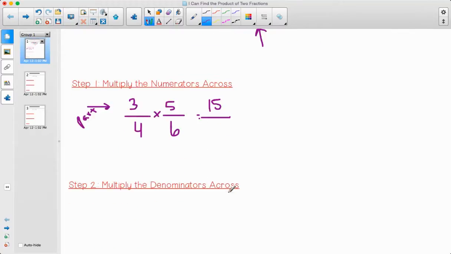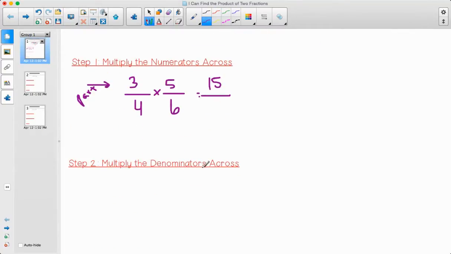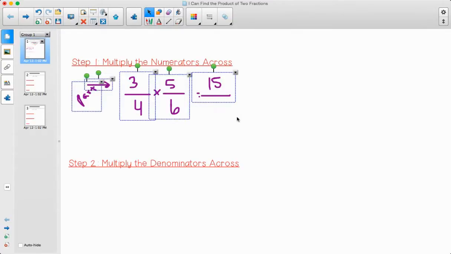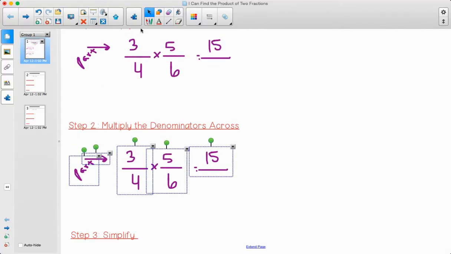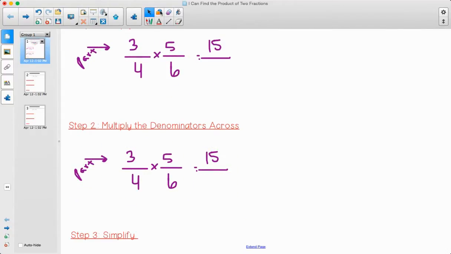Okay? Step 2, I multiply the denominators across. So I'm just going to bring all of this down here so that you can see it. So I've multiplied my numerator. My denominator is my bottom number, and that's my whole, or what my fraction is out of. So I multiply those across. So I have 6 times 4 is 24.